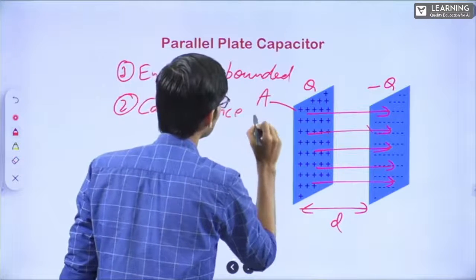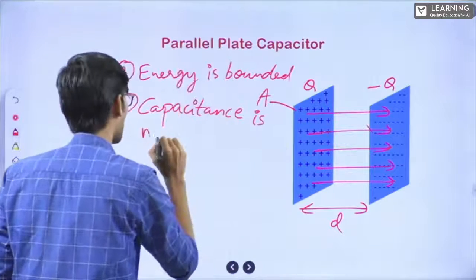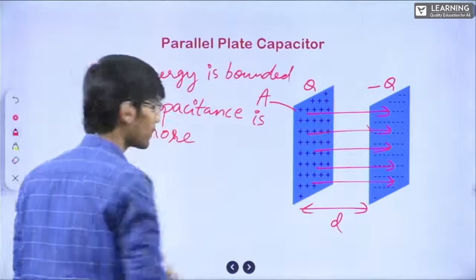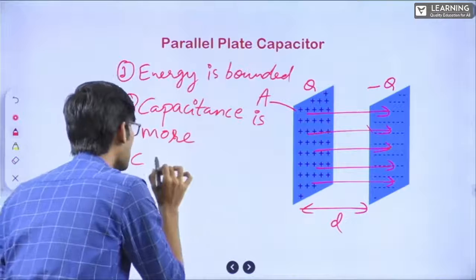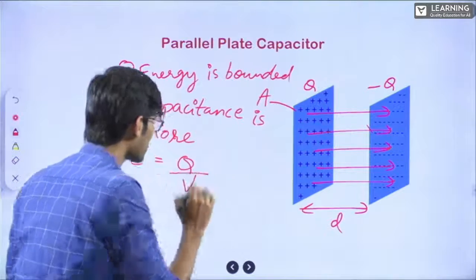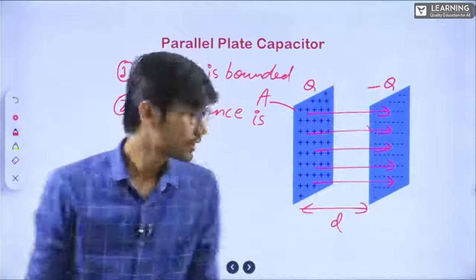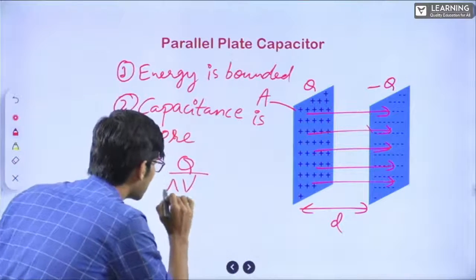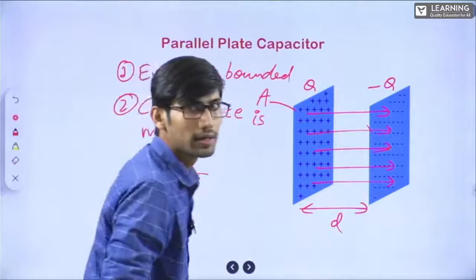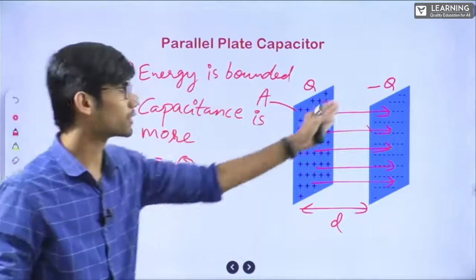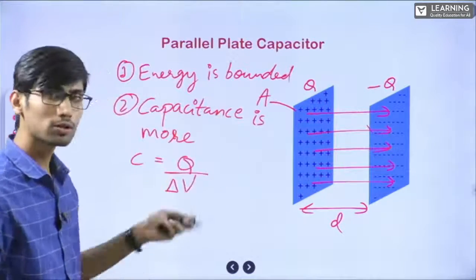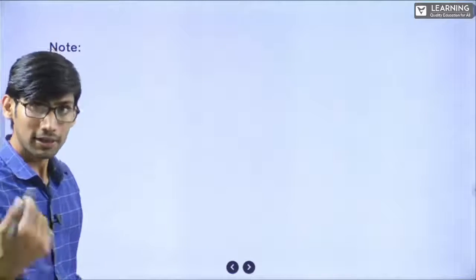How is the capacitance more? For your understanding, see, C is equal to Q by V. This is the formula we studied last time. C is equal to Q by V. Now, this V is basically delta V, the potential difference between the plates. There also delta V only was there. But why didn't we write delta V?